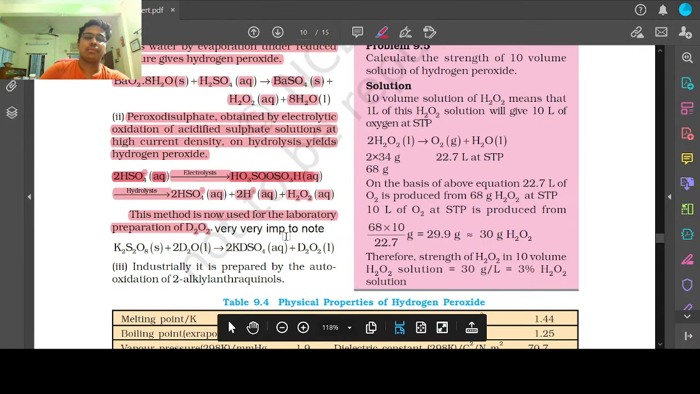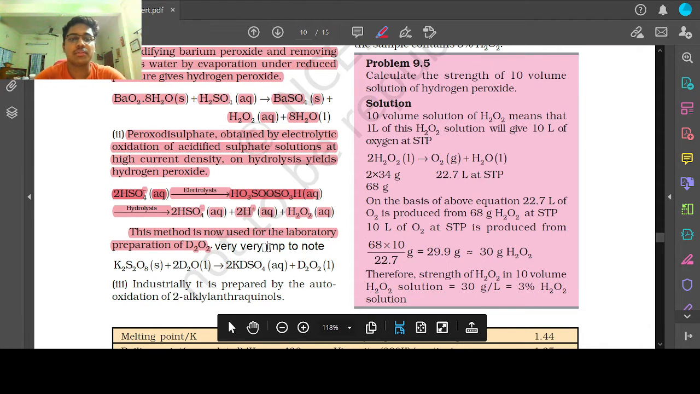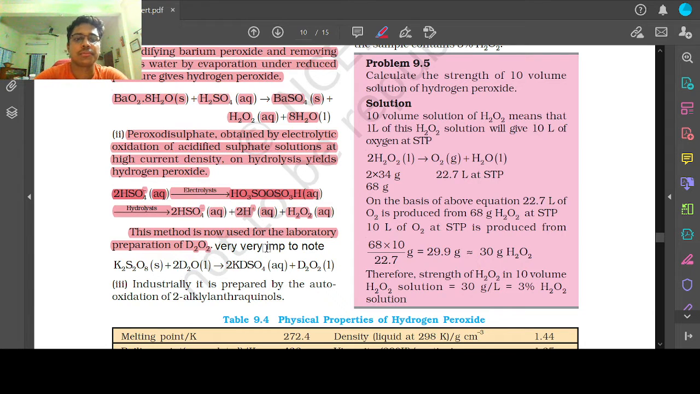So if someone asks you how to prepare D2O2 by the laboratory method in a lab, you need to answer: peroxodisulfates obtained by the electrolytic oxidation of acidified sulfate solution at high current density, on hydrolysis give hydrogen peroxide. This method is now used in the laboratory preparation of D2O2. D is heavy hydrogen or deuterium, which we learned in the first part.